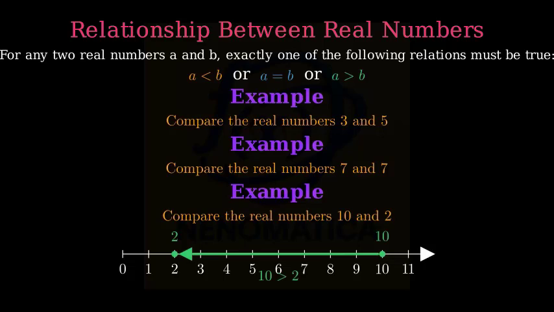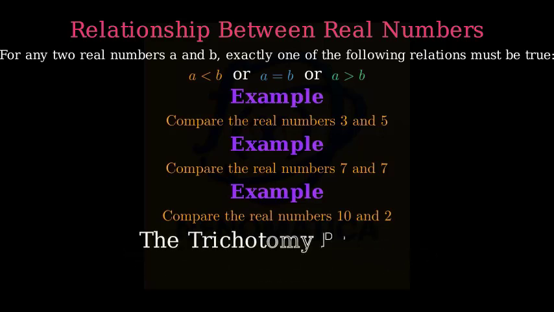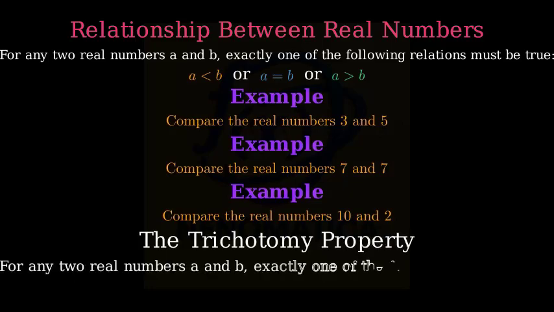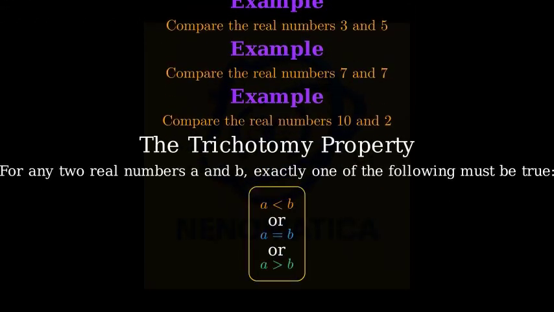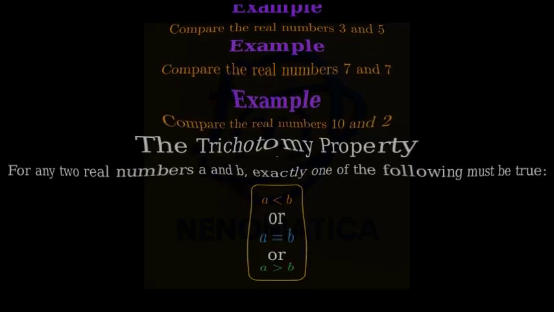This property we've been exploring is known as the trichotomy property of real numbers. The trichotomy property states that for any two real numbers, A and B, exactly one of the following relations must be true. A is less than B, A is equal to B, or A is greater than B. This is a fundamental property of real numbers and forms the basis for comparison and ordering in mathematics.